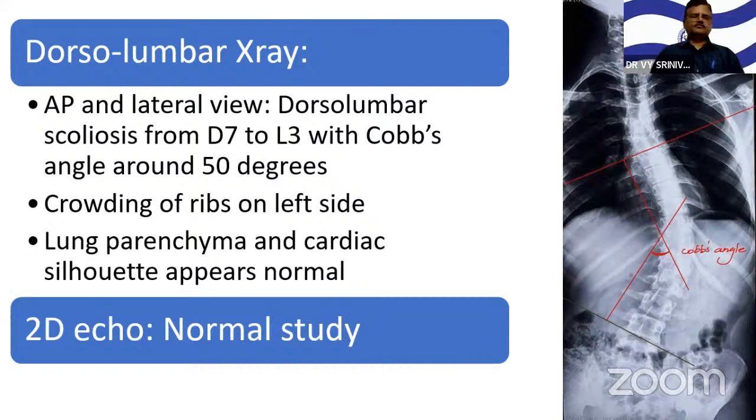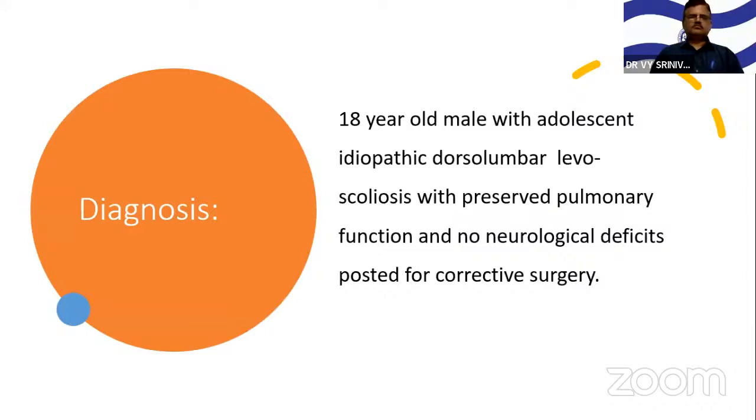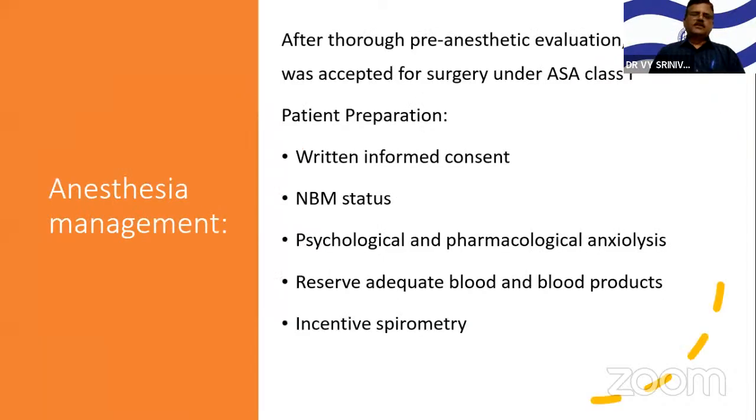Continue, please. The spirometry was performed, which also showed a normal study. Our diagnosis was an 18-year-old male with adolescent idiopathic dorsolumbar levoscoliosis with preserved pulmonary function and no neurological deficits, posted for corrective surgery. He is posted for corrective surgery, no?